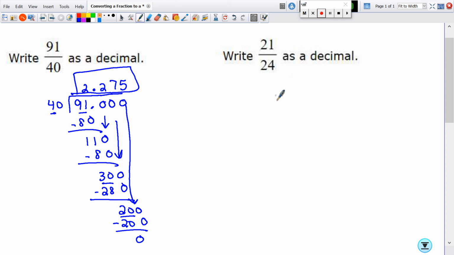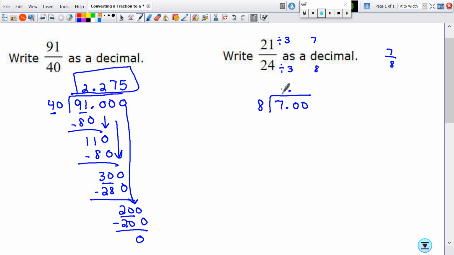So on the next one, I actually noticed that these can be divided by 3. If you can simplify a fraction before you divide, it makes your life a lot easier. So 21 divided by 3 is 7, and 24 divided by 3 is 8. So I'm going to treat this as the fraction 7 over 8. So 7.00, I usually use 2 zeros to start out with, divided by the bottom number, 8, which goes outside. Bring up your decimal point.